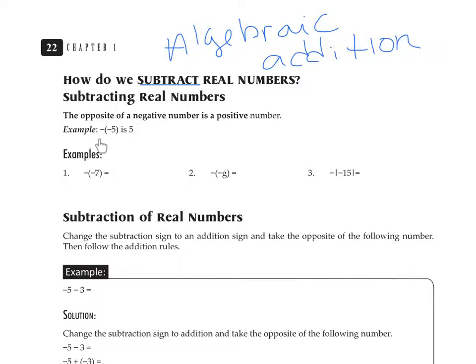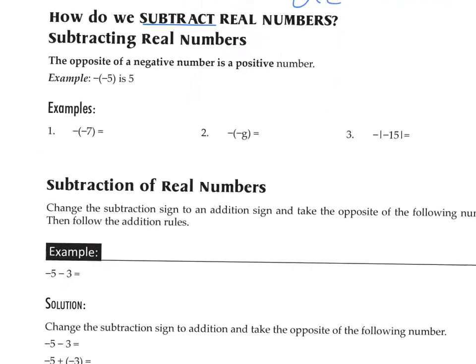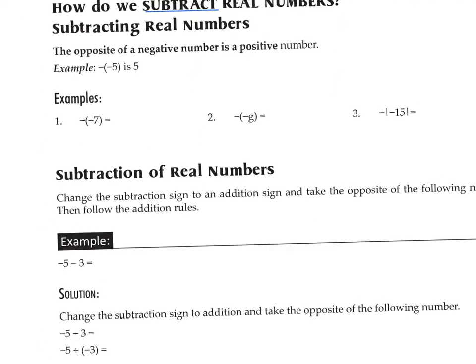Here's an example, and we talked about this in the last section. This is the opposite of -5. These negatives cancel each other when we have parentheses. So this turns into 5. We can do some of these examples here. The opposite of -7 is +7. The opposite of -g is +g.